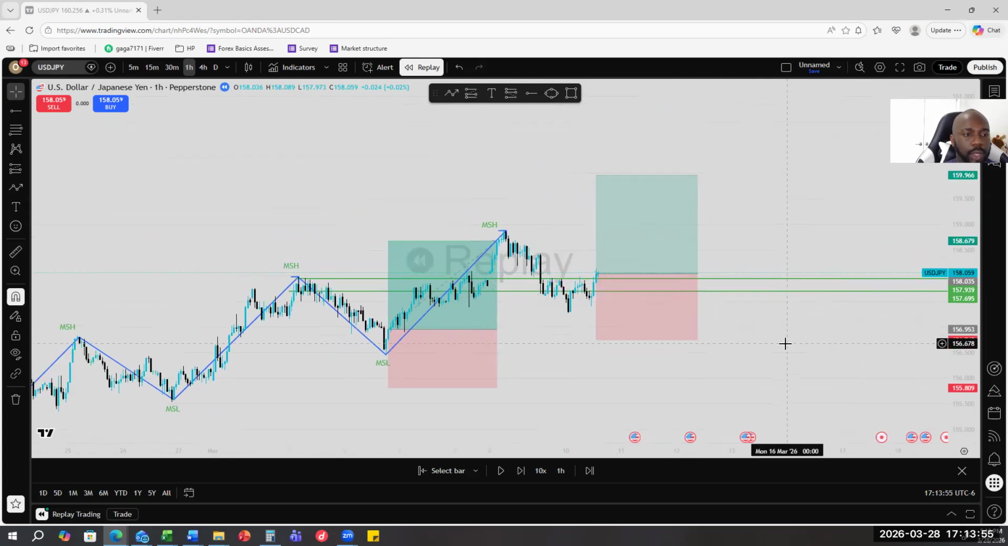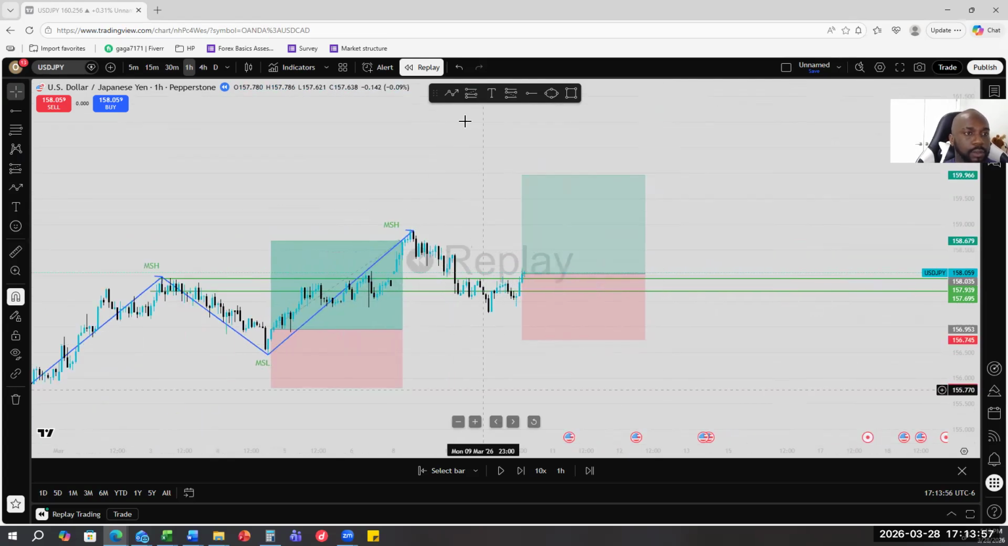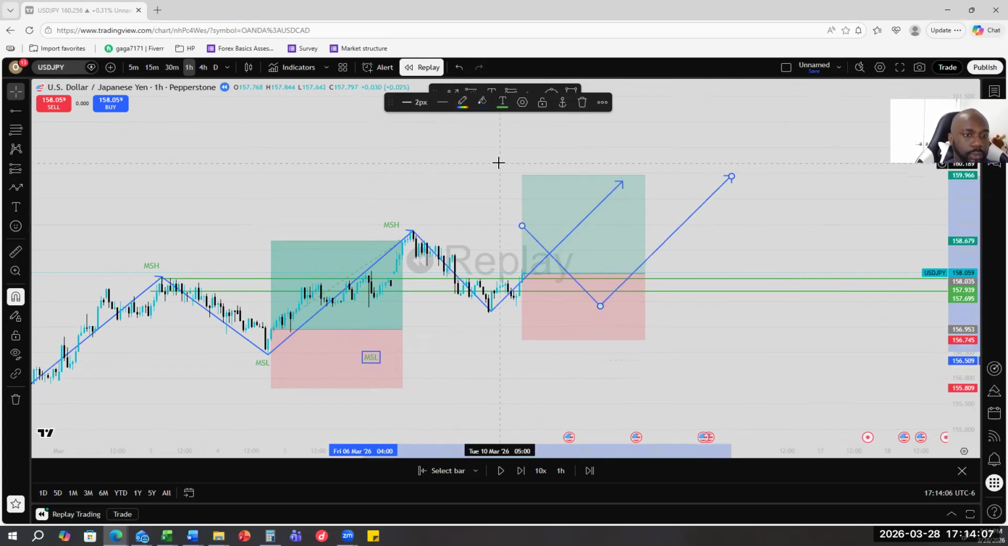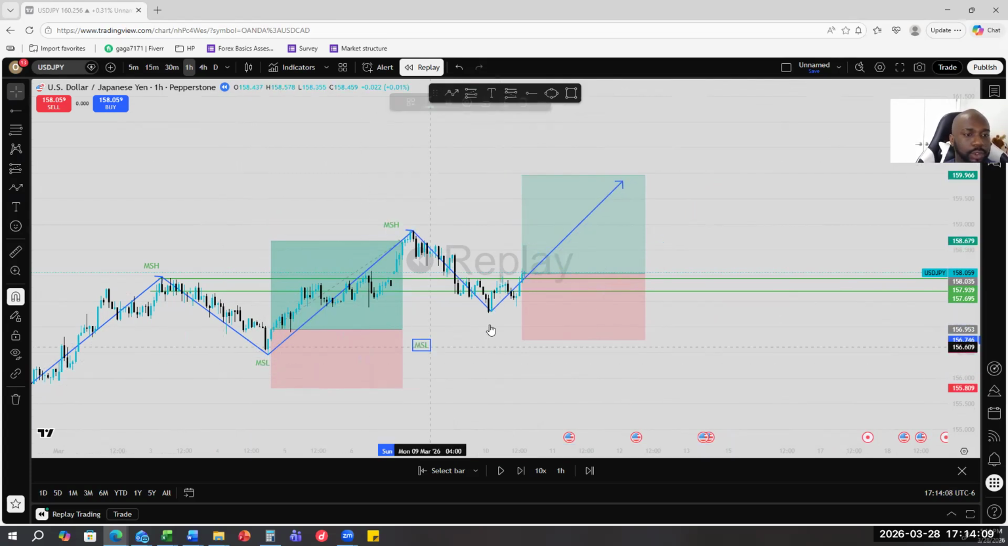Let's see what happens. So the idea again is that this should act as the major structural low, and then I wait for price to create a new major structural high. So let's see what happens.